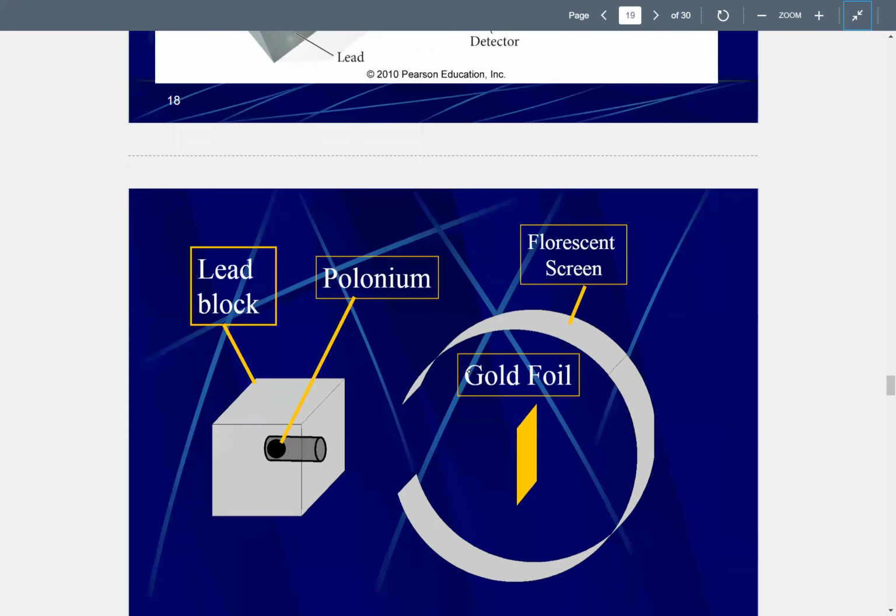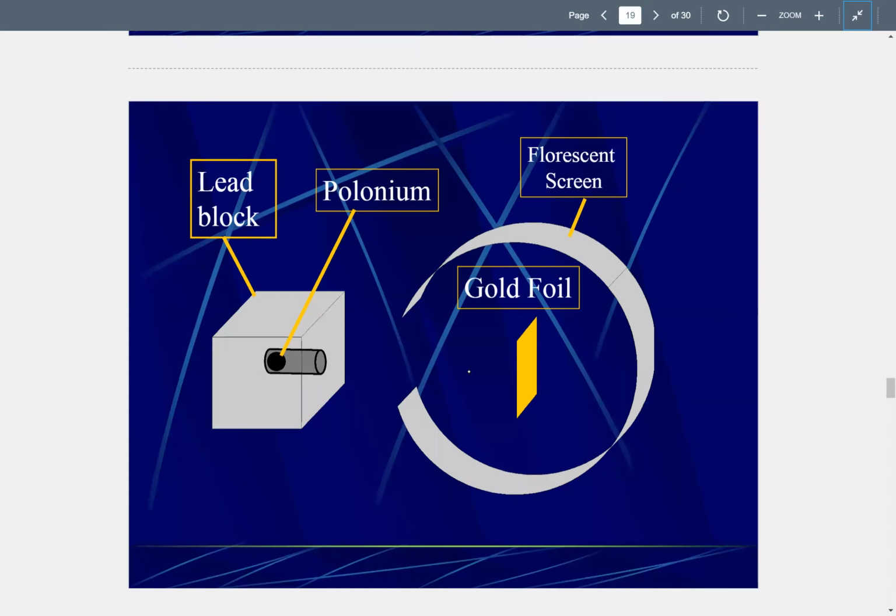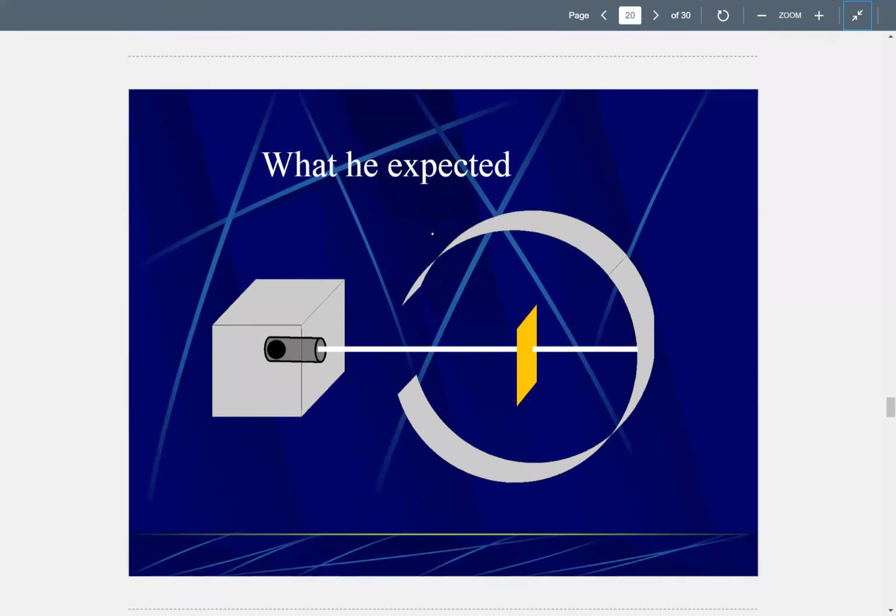Now, if we were looking at the plum pudding model, we should expect the beam of alpha particles to go straight through. Because they're positive, the plum pudding model suggests that the positive was just this loosely affiliated positive stuff. So when you shoot a high-powered bullet at a piece of tissue paper, it should just pass right through it because there's no force there to stop it.